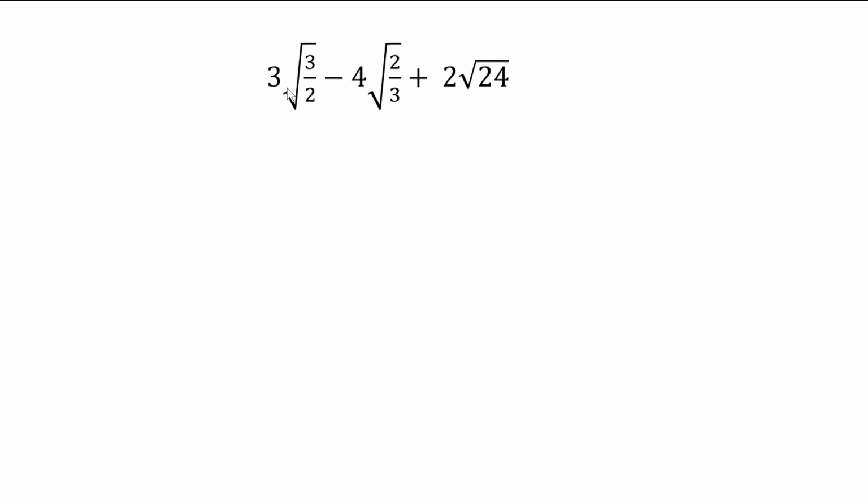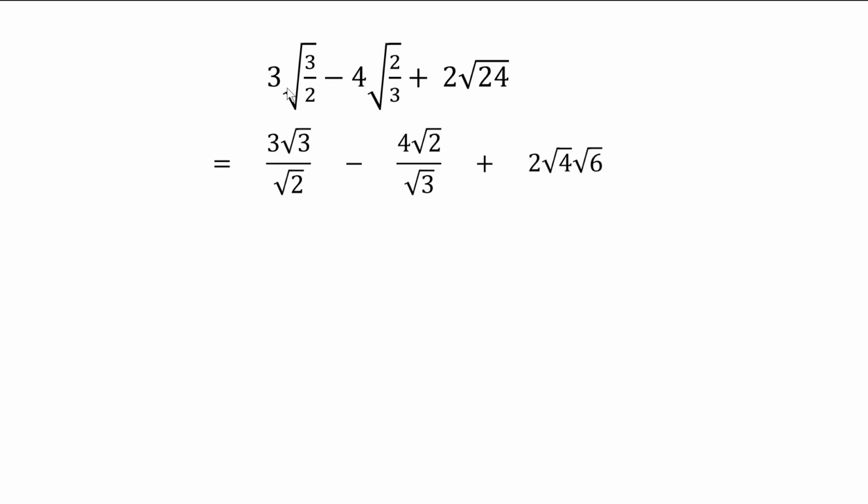All right, now you have 3 times the square root of 3 halves minus 4 times the square root of 2 thirds plus 2 square root of 24. First of all, I need to rationalize the denominators in the first two terms. You cannot have a radical in the denominator of a fraction. And you can't have a fraction inside a radical. So you would break these up.